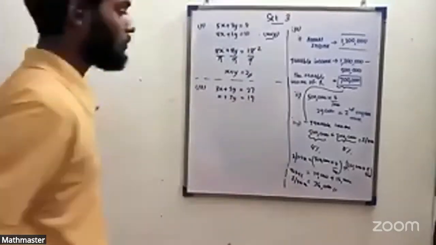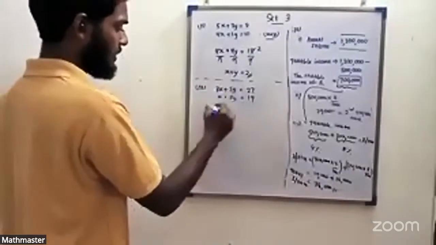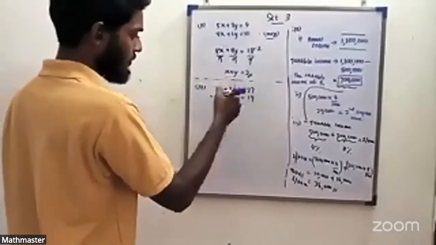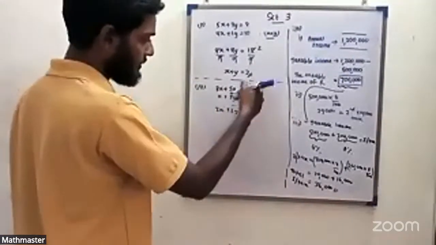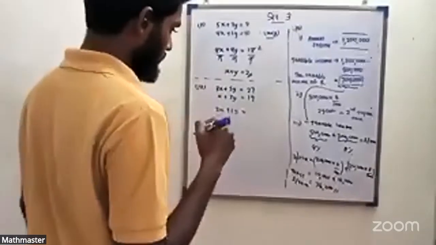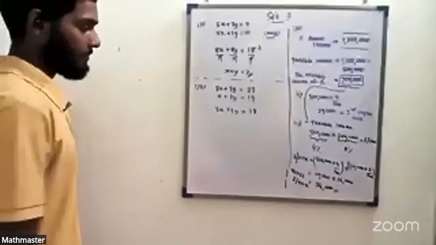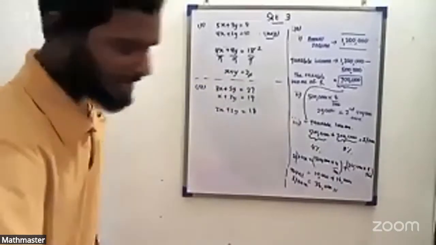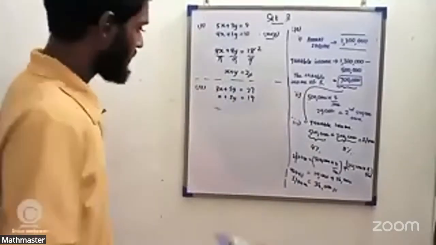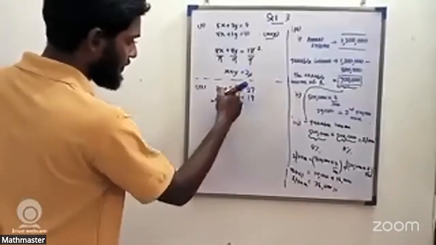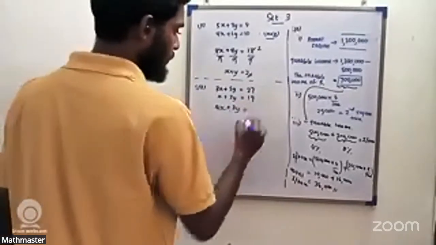Just two operations you can do. One, you can subtract and see. 3x minus x is 2x, 5y minus 3y is 2y, 37 minus 19 is 18. Understood? Just subtract or add. But if you add, we can't get the answer. Now in this one we added, but in this if we add, 3x plus x is 4x, 5y plus 3y is 8y, 37 plus 19 is 56.